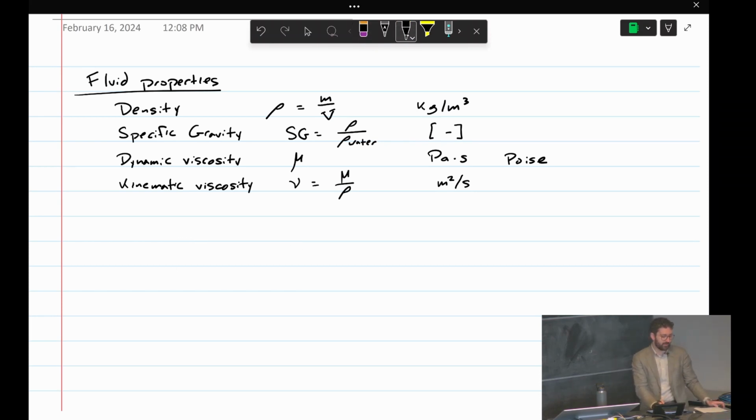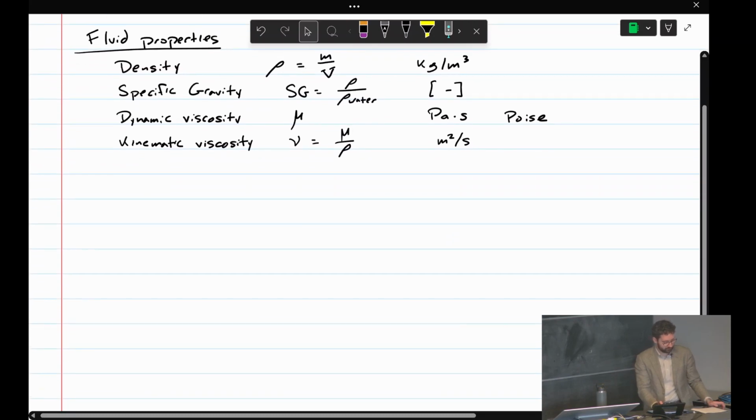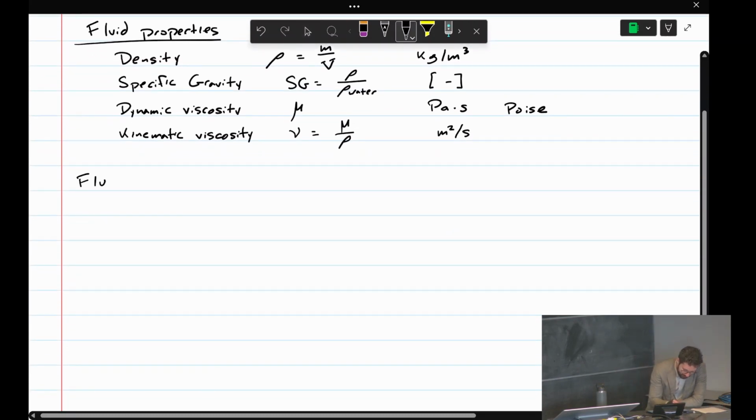So those are the basic fluid properties we talked about. Let's talk about the fluid fields we talked about.